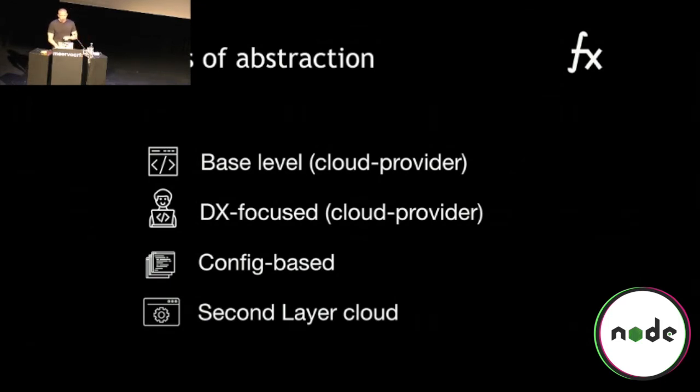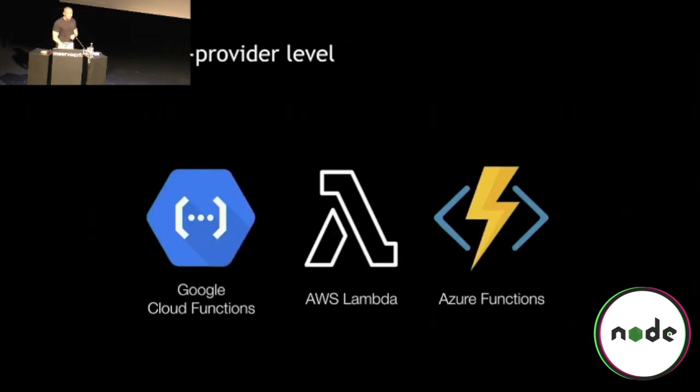So we're going to look at all of these different layers of abstraction. We'll first take a look at the service provider level. You can work with functions from all of the main cloud providers at this point. So there's Azure functions, there's Lambda functions from AWS, there's Google Cloud functions, and I think IBM even has something around serverless functions as well.